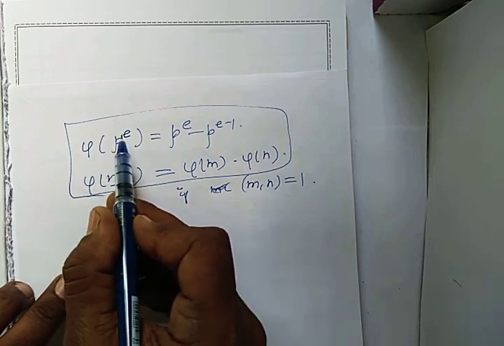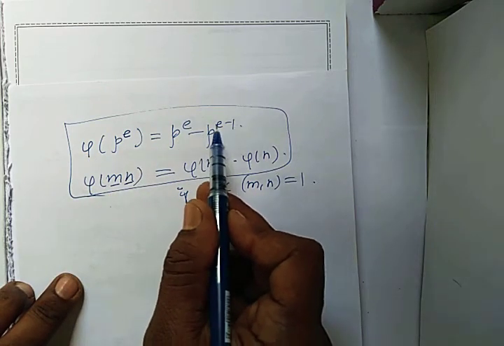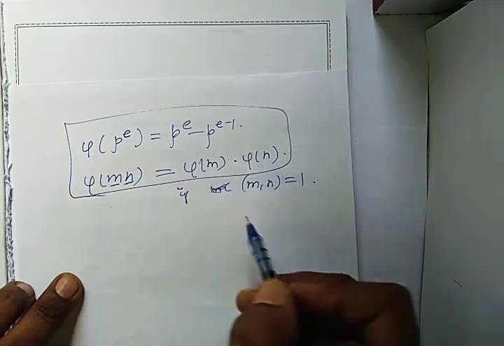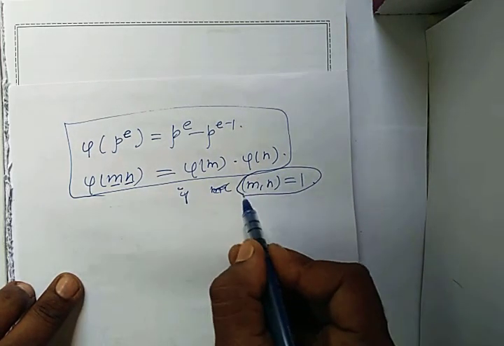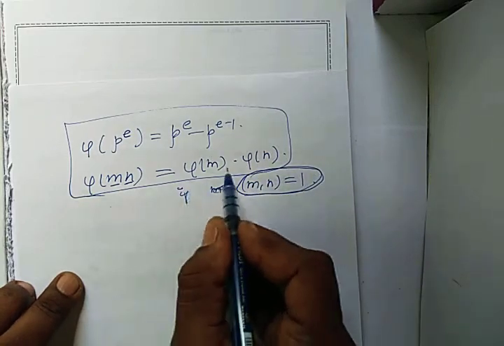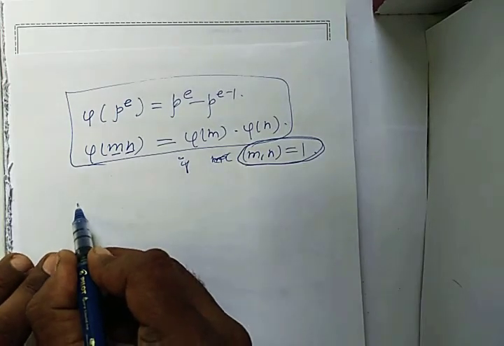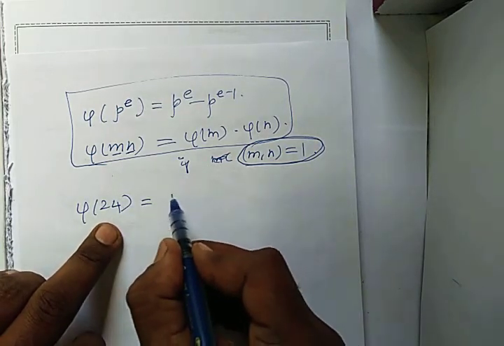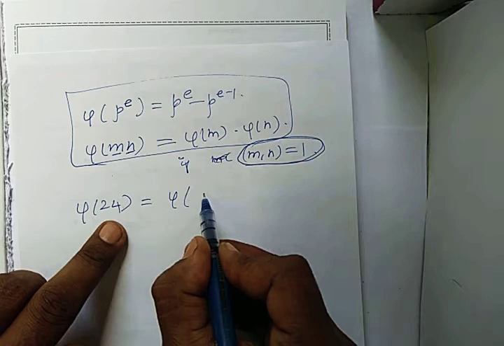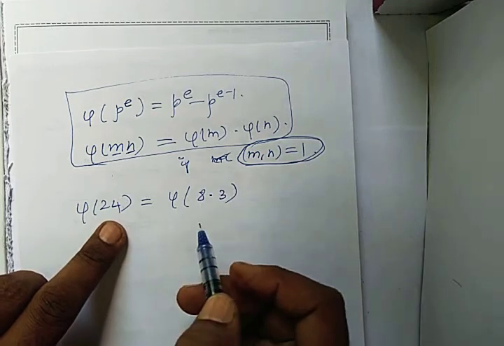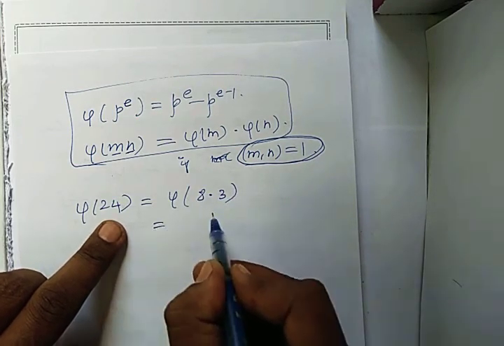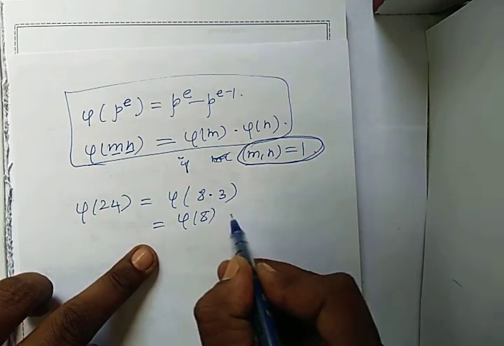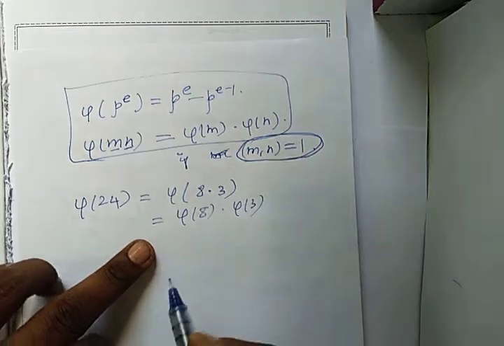What is phi of p^e? p^e minus p^(e-1). Phi of mn can be written like this, provided m and n must be relatively prime, otherwise it is not true. For example, let us now find phi of 24. What is 24? How do we write it? 8 into 3. Here 8 and 3 are relatively prime. So we can write this as phi of 8 into phi of 3.